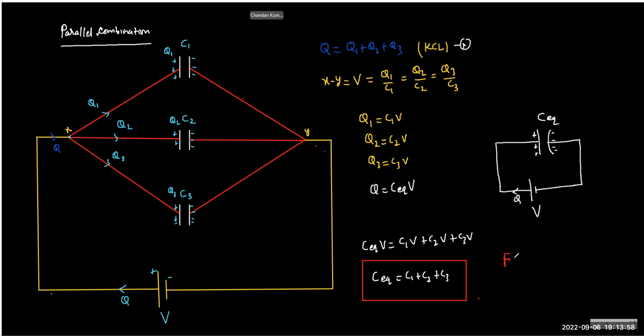So for n identical capacitors, the sum is n times C. Okay, I hope this is clear.